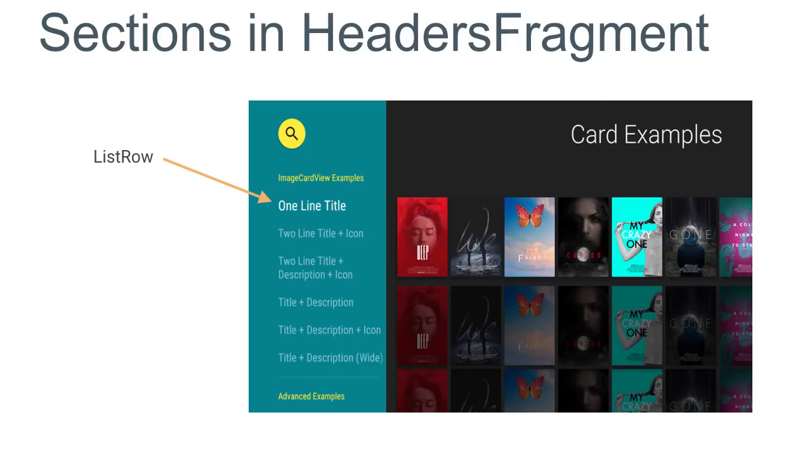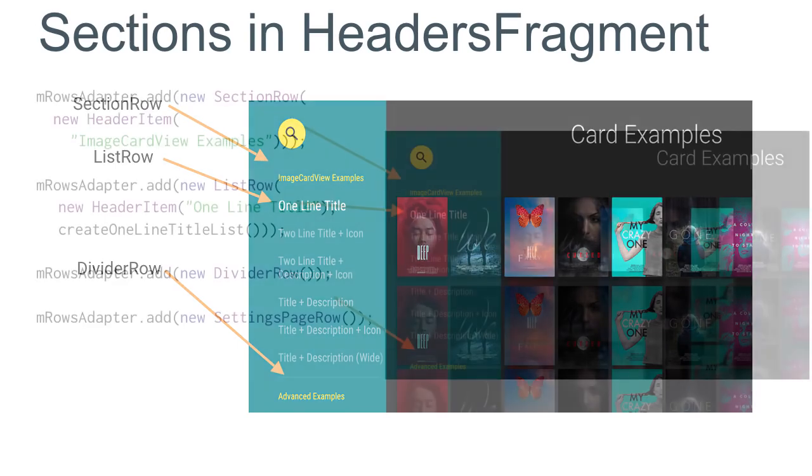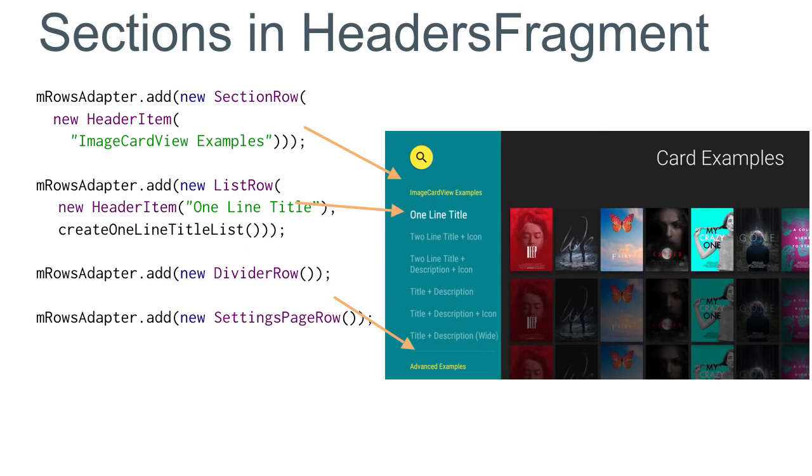Remember I mentioned headers fragment, which appears to the left, has the list of navigation menus? Now, that is great, but what if you wanted to group your navigation menus? For this, the latest version of Leanback library has support for two new rows, section row and divider row. Section row, which is the title, marks the beginning of a group of navigation menu. And divider row marks the ending of the group. The way to add them is as simple as, when you're adding data to your adapter, you inject those rows in the same order that you want them to appear in the headers fragment. That's it.